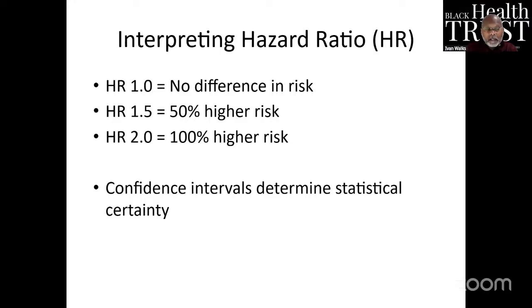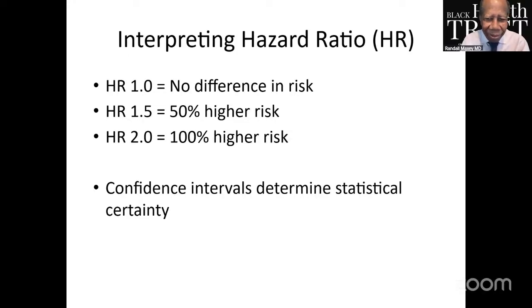Okay. All right. Interpreting hazard ratio, the HR. HR of 1.0, no difference in risk. HR of 1.5 means a 50% higher risk, and an HR of 2.0 means 100% higher risk. So, Dr. Maxey, when we go to HR 2.0, that means it's twice as much, so it's 100% higher, correct? That's correct. Let's go. Okay, next. Confidence intervals determine statistical certainty. Okay.